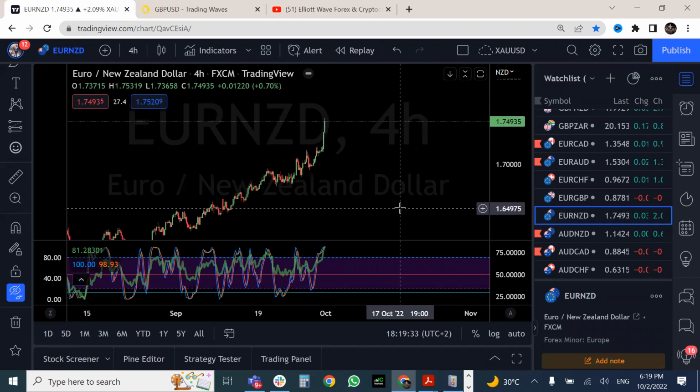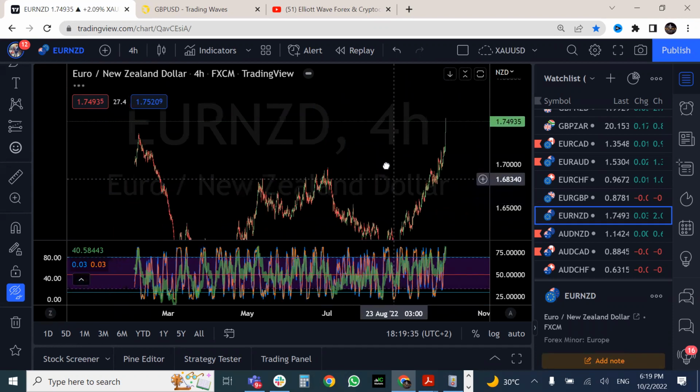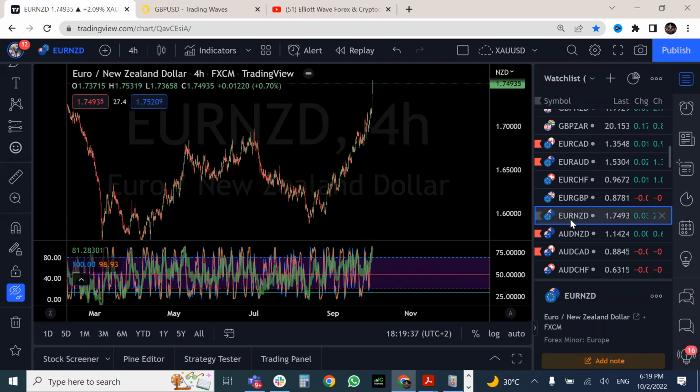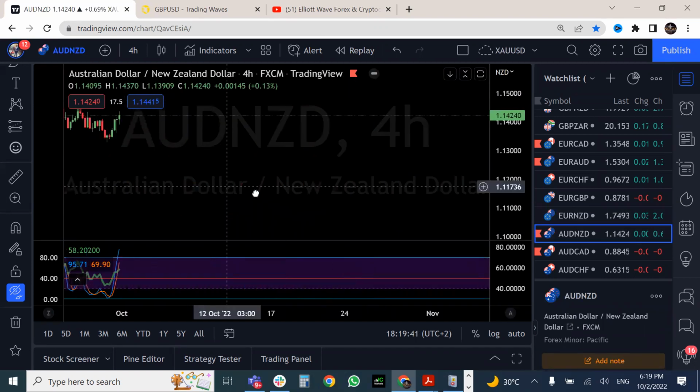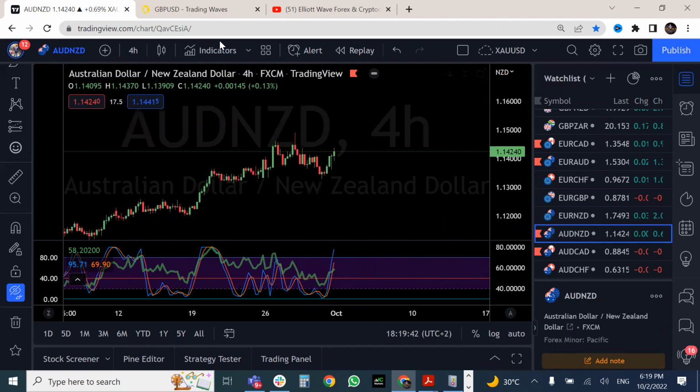Euro New Zealand, expect just a pullback. We've already started with the impulsive move. So as I've indicated, those have made major reversals. Audi New Zealand continues to push to the upside. That tells you that New Zealand is going to continue to be weak. So this structure here is showing you that we still have an expanding flat, and we're still going to see more upside on Audi New Zealand.